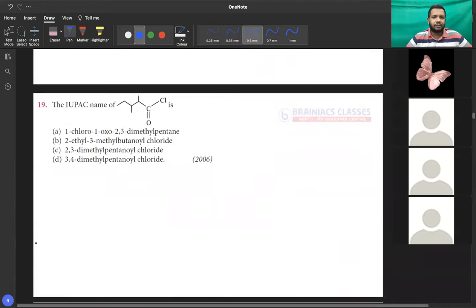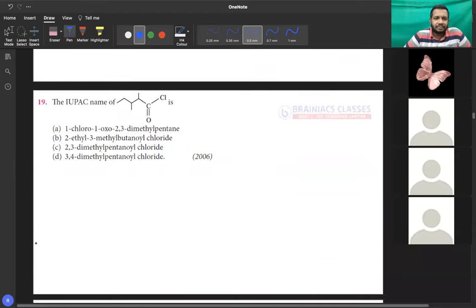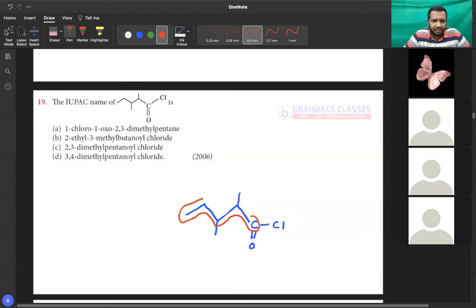Now can we go to the next question? 2006 question. So can you tell me the answer for this one? Let me redraw the figure. So you have something like this. Then you have a carbonyl chloride, acyl halide. Now again, we know that this is also a carbon-containing functional group. So how should I choose the parent carbon chain? I should include that. Then I should choose the longest possible chain like this.